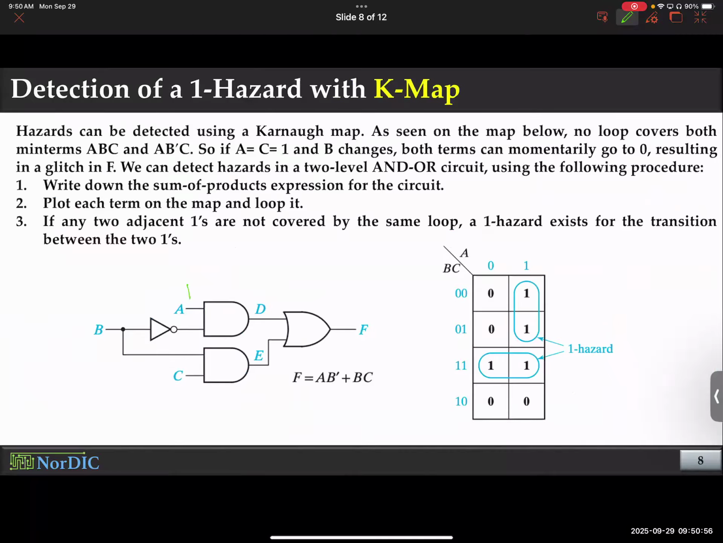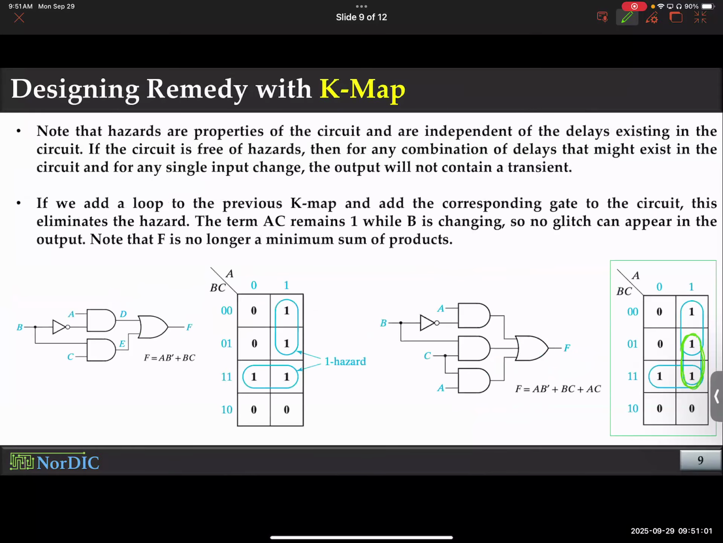Set A equals 1, C equals 1, and transition B. And you'll see there will be an additional channel completely eradicating the changes in B. So your output will always be 1. Just look it up. Put some random numbers and see how that chain works.